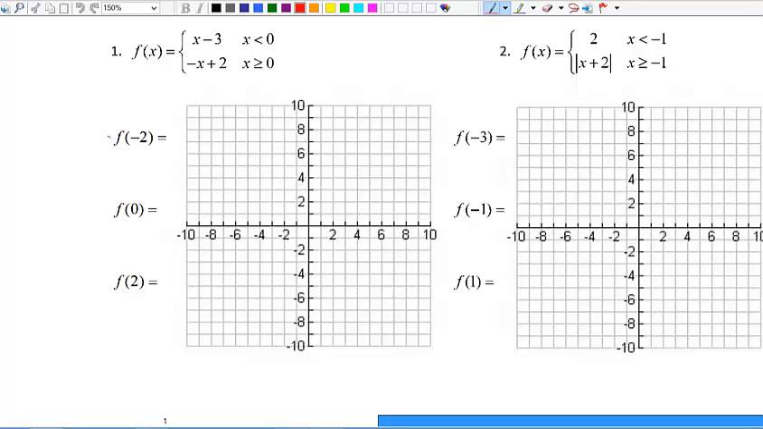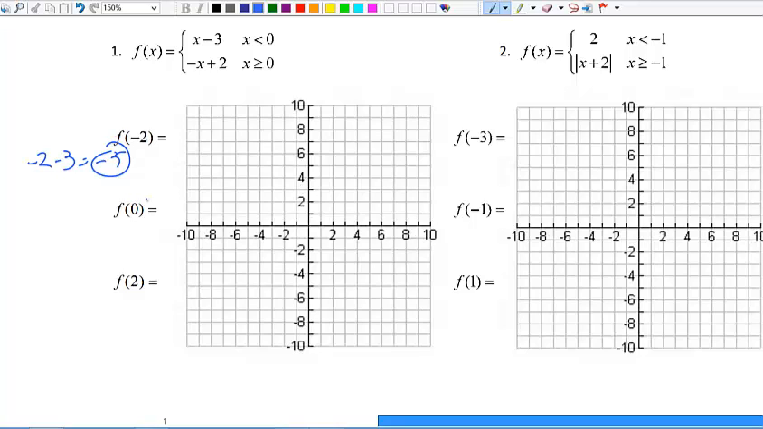This first example, f of negative 2, I would find by looking at the top equation. If I want to find the functional value, in other words, when x is negative 2, what is y? That would be negative 2 minus 3, which is negative 5. So that has a y value of negative 5.